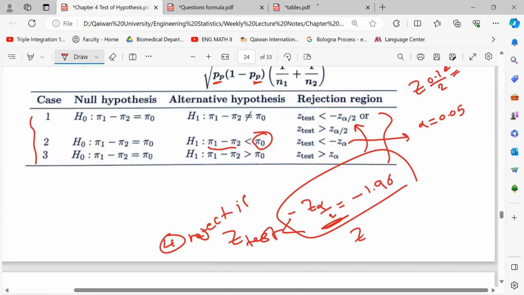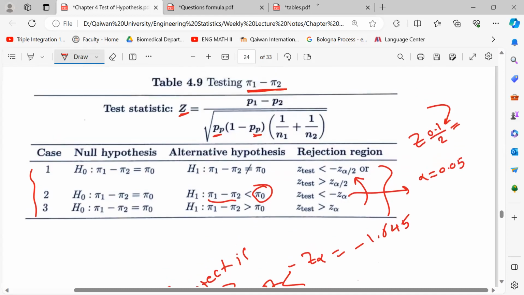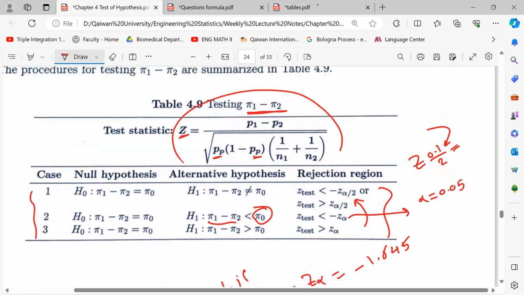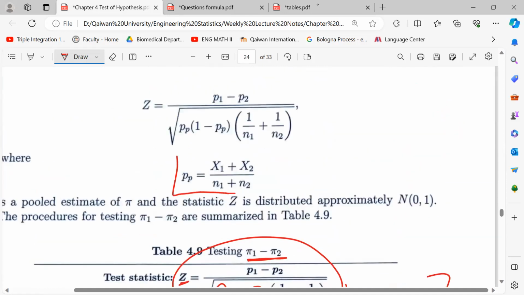1.645. Z of alpha is minus 1.645. This is step 4. In step 5, we calculate this. But here, PP is obtained by this one.